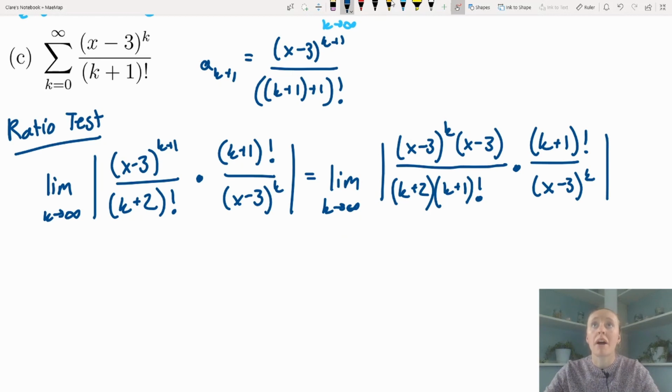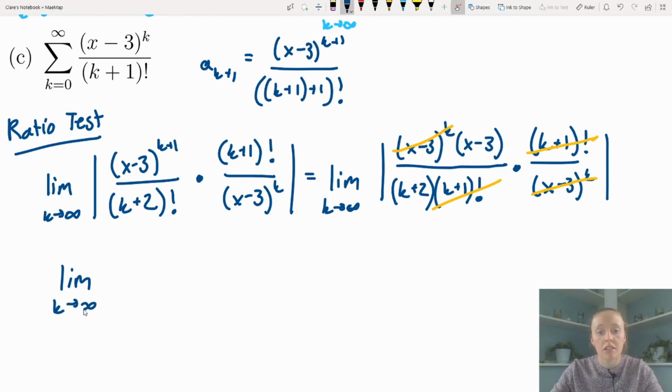Now you can see why I rewrote this. My k plus 1 factorial cancels out with my k plus 1 factorial, and my x minus 3 to the k cancels out with this x minus 3 to the k. So it's going to leave me with the limit as k approaches infinity of the absolute value of x minus 3 all over k plus 2.